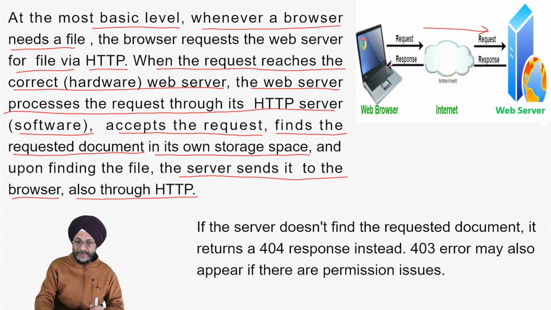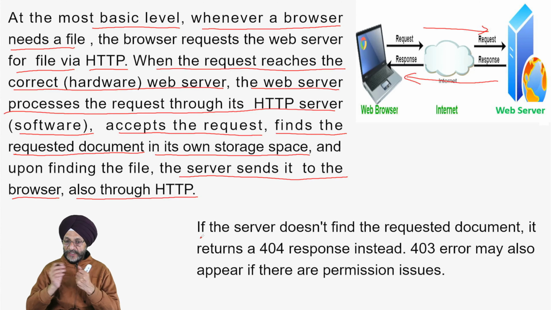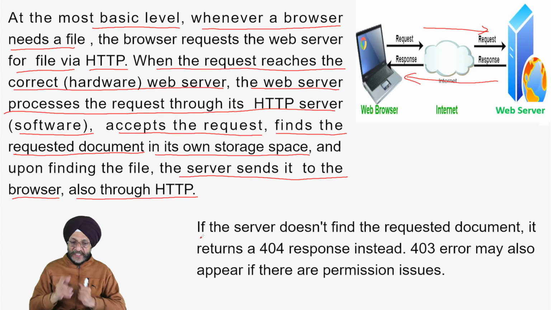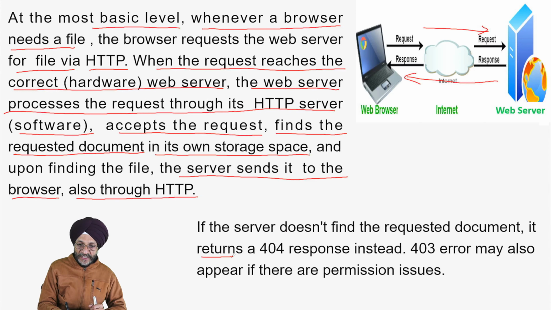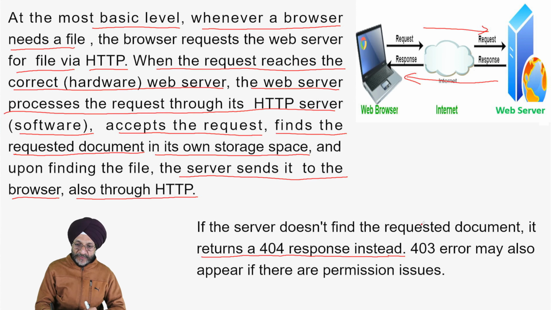In this picture, you can see that the web browser has made the request to the web server for a particular file through internet, and web server upon finding the file sends the response, that is the desired document, to the web browser. It may also happen that the file the web browser has requested is not available or not traceable with the web server. Then this server returns a 404 response. It means that the file is not available.